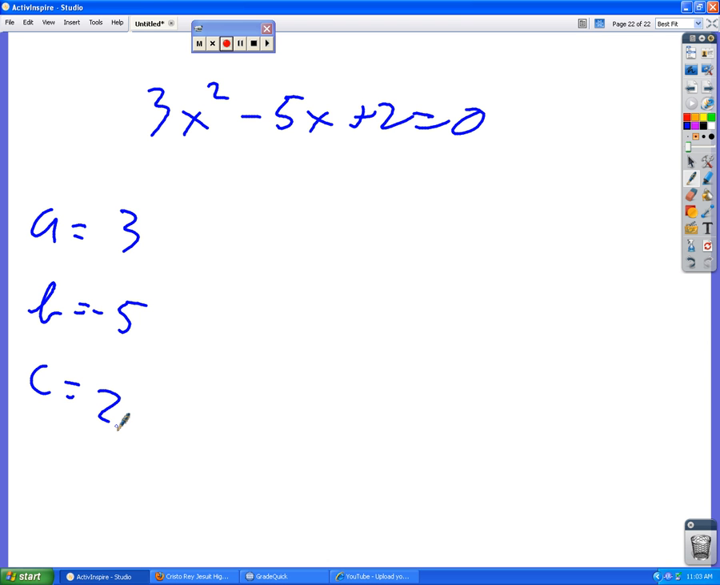Always make sure, before you can do this, you must have 0 on the right side. Everything has to be on the left side, 0's on the right side. It must be in descending order. If it's not, then the numbers are going to get messed up. All right, here's all we do. We're going to plug these numbers in this formula and work it out.